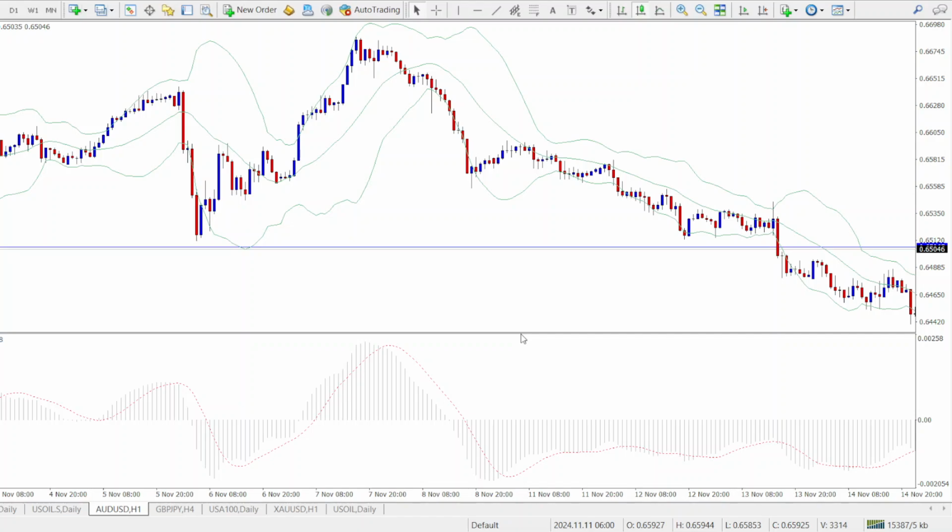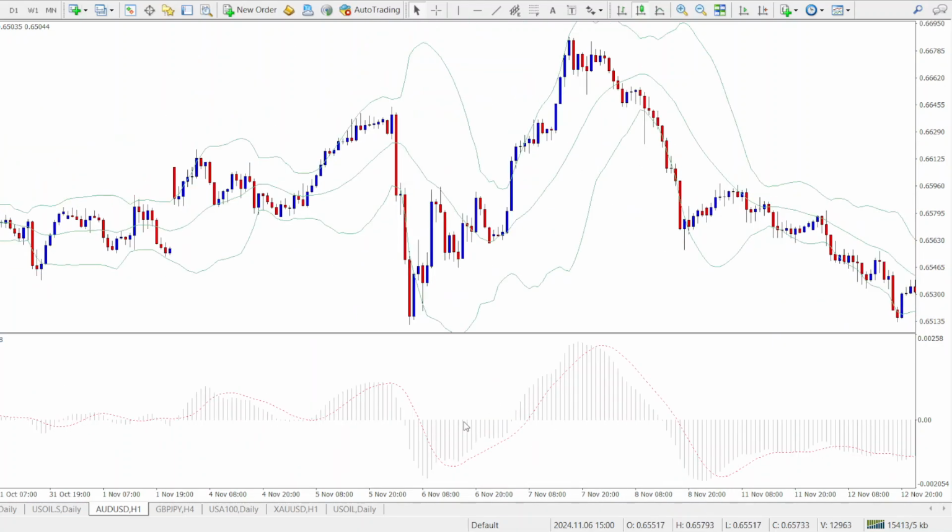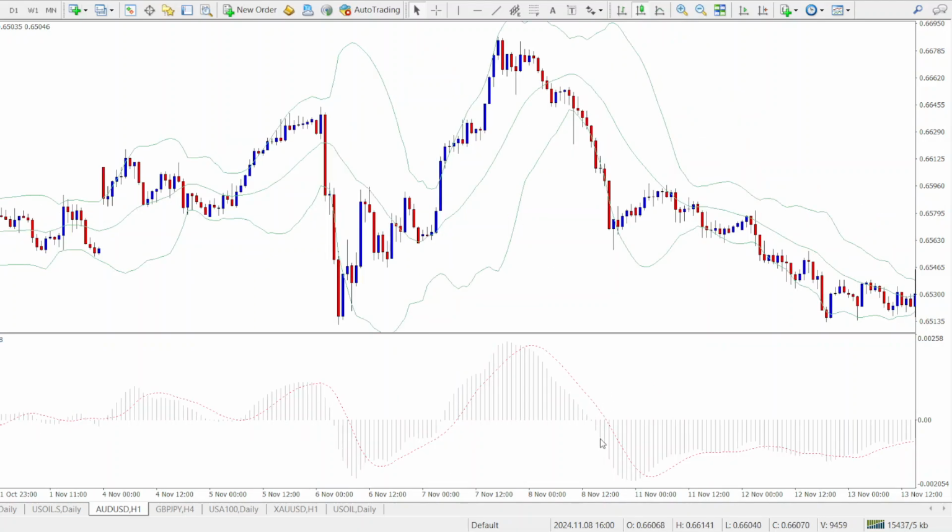The histogram helps us to visualize the strength of these movements. When the histogram bars are increasing in length, it shows a strong bullish momentum when it is above the zero line. When it is increasing in length below the zero line, it shows a strong bearish momentum.